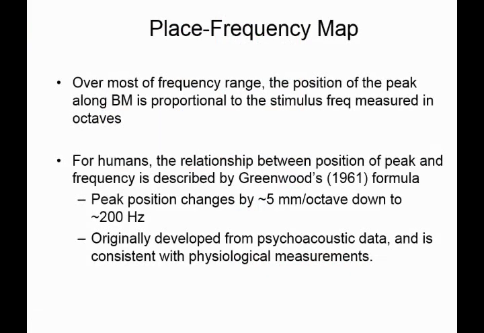Okay, place frequency map. Over most of the frequency range, the position of the peak along the basilar membrane is proportional to the stimulus frequency, measured in octaves. Not in hertz, but in octaves. So the difference between 200 to 400 is about the same as from 400 to 800, 800 to 1600, to 3200, and so on. This is what we talked about Friday at length, about the octave, the logarithmic nature of hearing. This is where it comes from, because of the properties of the basilar membrane.